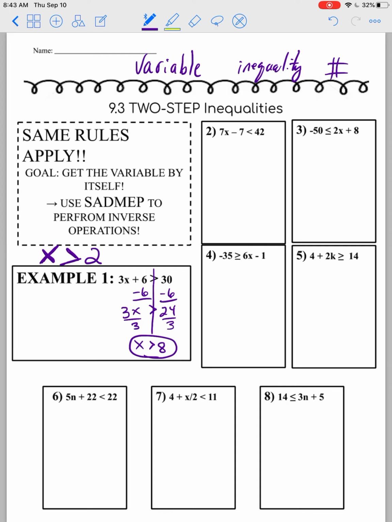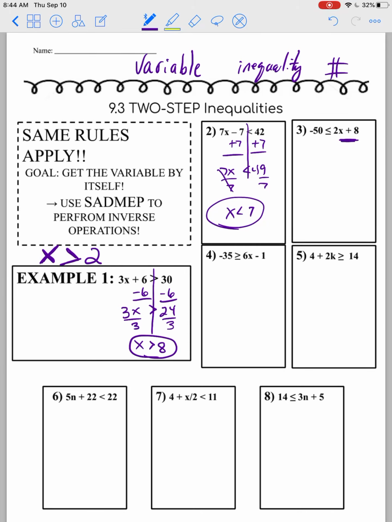Number 2, 7x minus 7 is less than 42. Now remember, the whole point is to get the variable by itself, right? So we do that through inverse operations. I'm going to add 7, add 7. That would be 49, 7x. And if I divide both sides by 7, x less than 7. There you go. We'll try a couple of more.